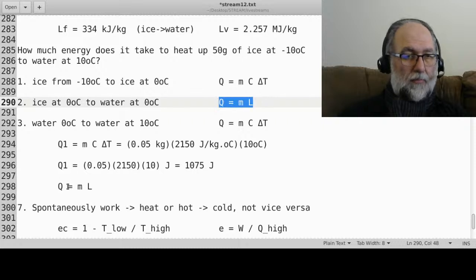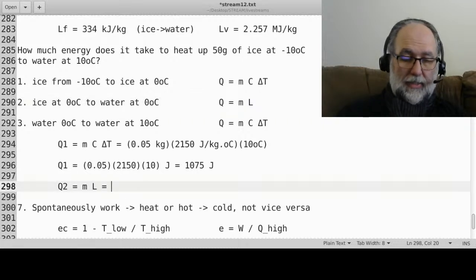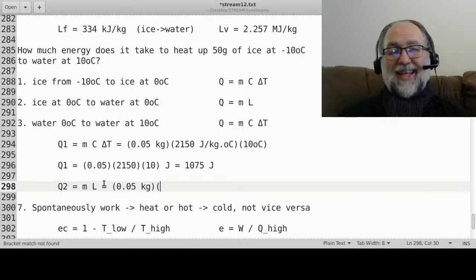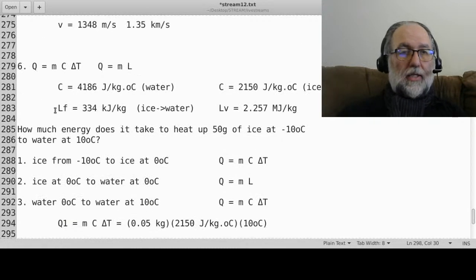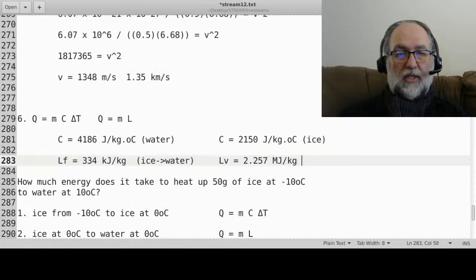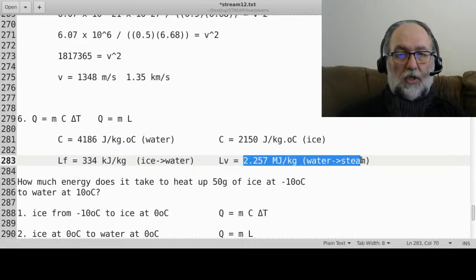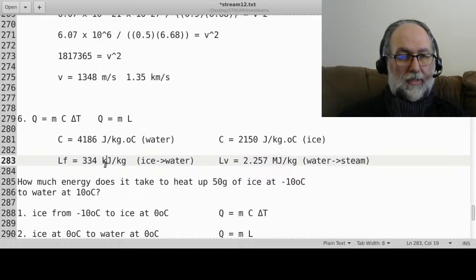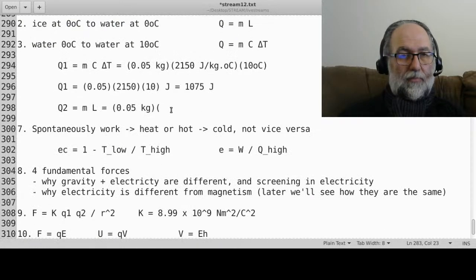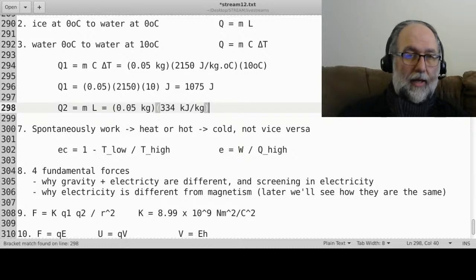Q2 is going to be this one. It's the mass, 0.05 kilograms, multiplied by the latent heat of, and there are 2 latent heats. There's latent heat of fusion, which is the ice-water transition, and latent heat of vaporization, which is the water-steam. Well, what are we doing here? We're going ice to water, so we want that one. Okay, so make sure you choose the correct one, because if you choose the other one, you'll get the wrong answer. Right? So we want to go from ice to water like that.